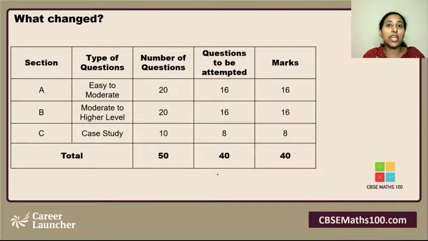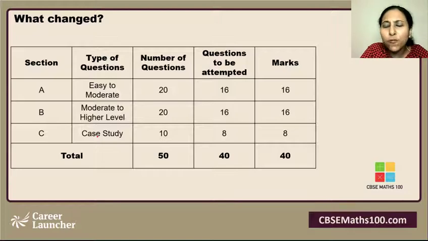Another major change is that the question paper would have 50 questions, out of which you are expected to attempt any 40 questions, and the marks allotted is 40 marks. Now, how is the division of these 50 questions? You have 3 sections, Section A, Section B, and Section C. Section A is easy to moderate questions. Section B, slightly higher level questions where a little more conceptual understanding is required. Section C is based on case studies.